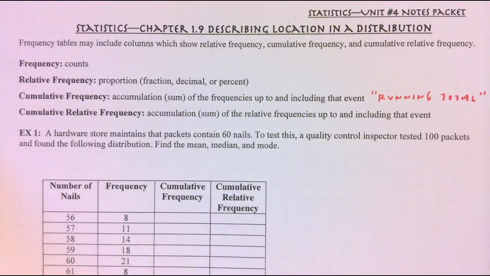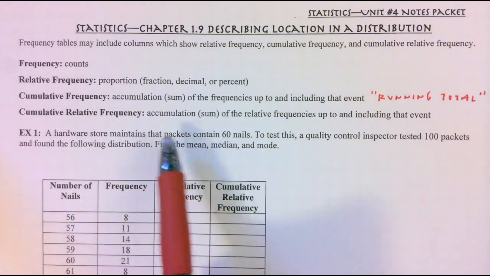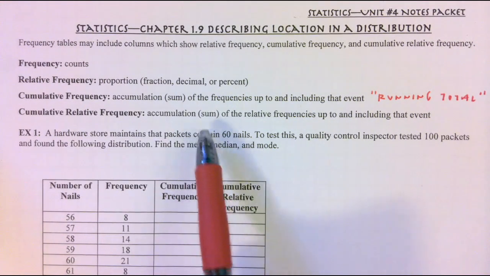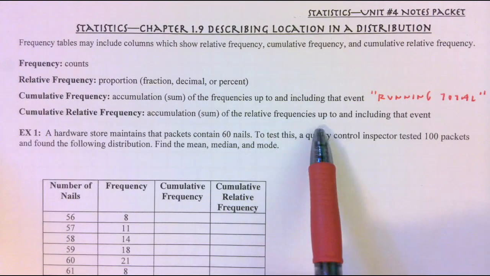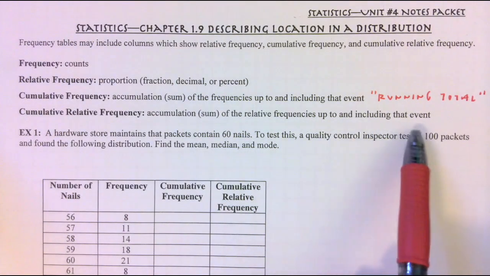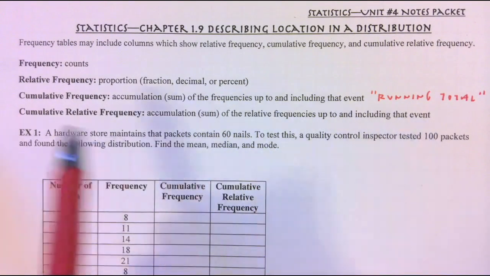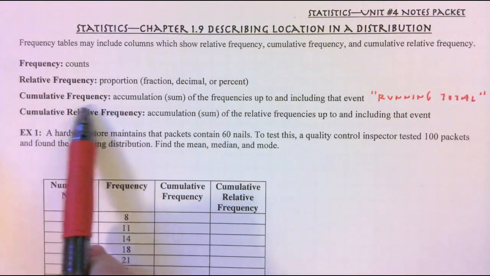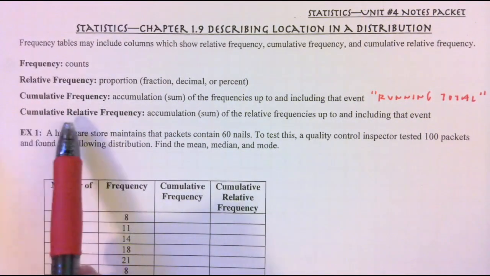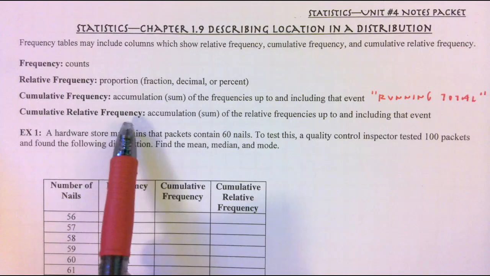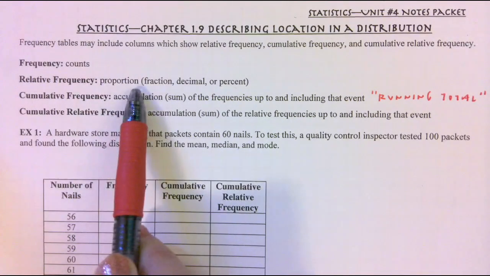Okay, we can also look at a cumulative relative frequency, an accumulation or sum of the relative frequencies up to and including that event. So we can think of cumulative for just frequency or cumulative relative frequency when we're looking at it as a proportion instead.